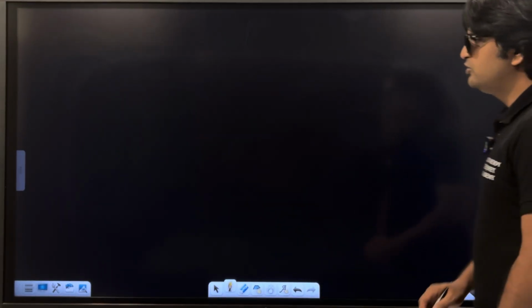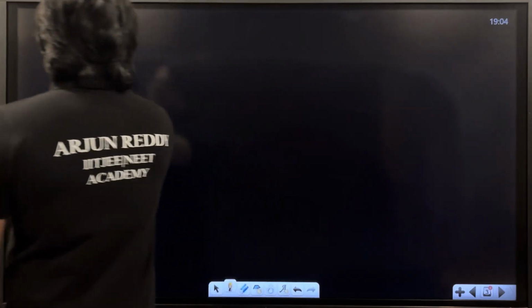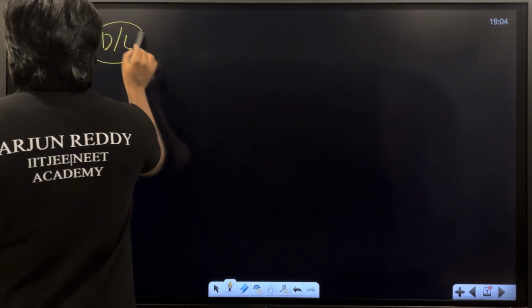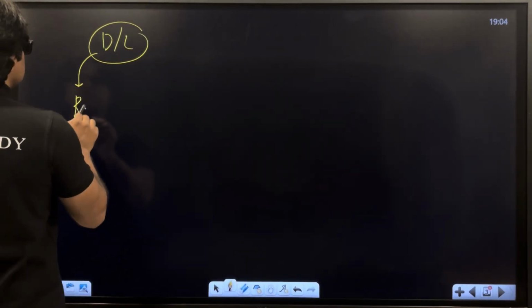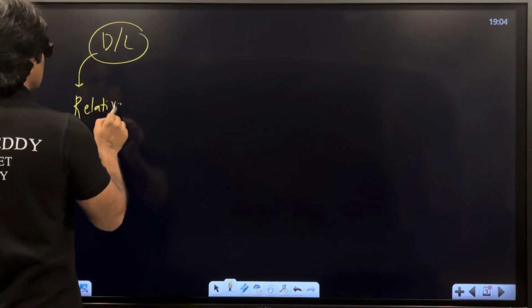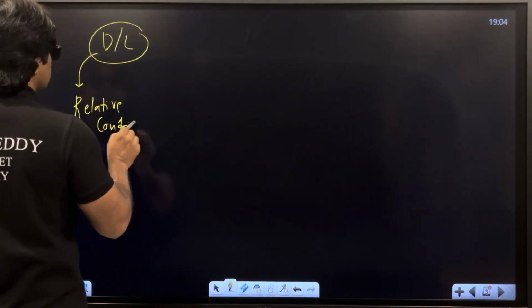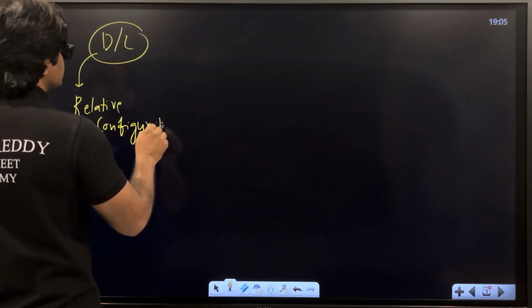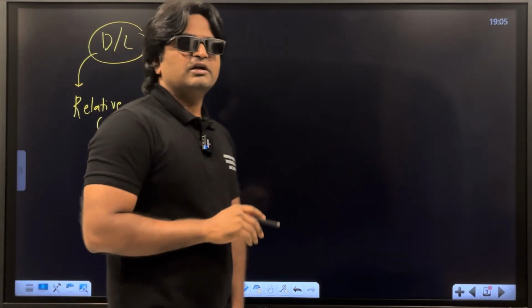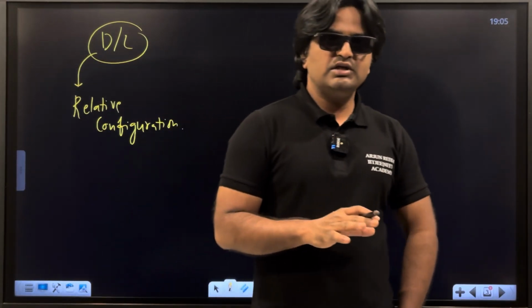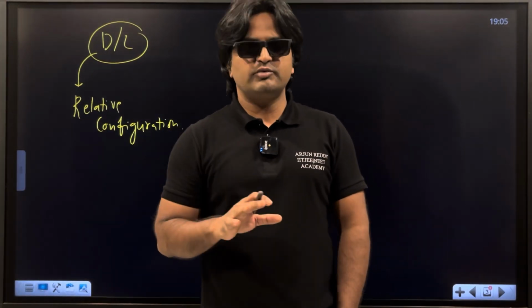First of all, come to DL configuration. DL configuration comes under relative configuration. So where are we applying the relative configuration? DL configuration we mainly apply on Fisher projections.